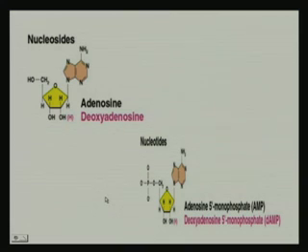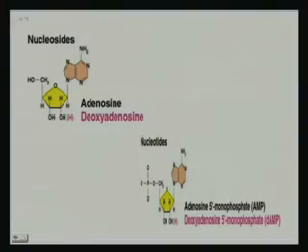So, if we see the actual structure, nucleoside means ribose sugar, and to this first carbon the nitrogen base is attached. Here you see the adenine group is attached to this, and if it is deoxyribose, then this O will be missing, and it is the deoxyadenosine group.